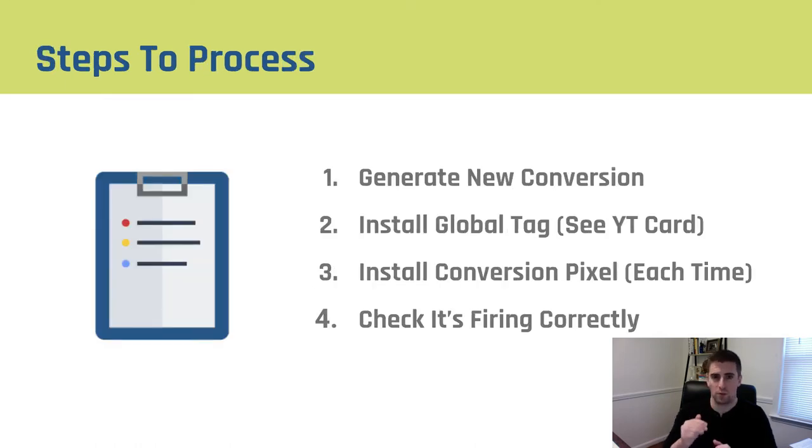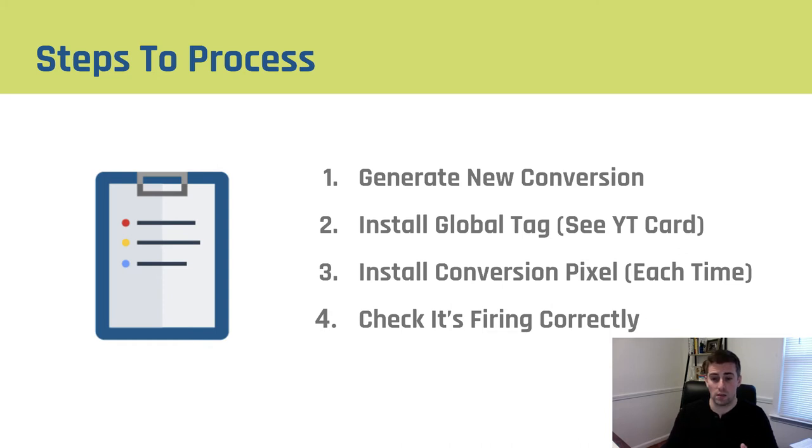So, steps to the process to actually implement this. First, we're going to generate our new conversion pixel. Next, we're going to make sure that we've got our global site tag installed. Once again, I'm not going to show you how to do that part in this video. I've already created a separate video for that. So if you want to make sure yours is installed correctly, click on the YouTube card in the upper right-hand corner, and you'll be able to see that video.